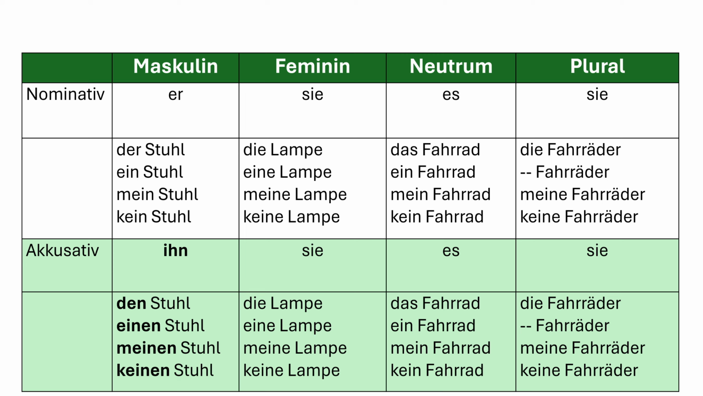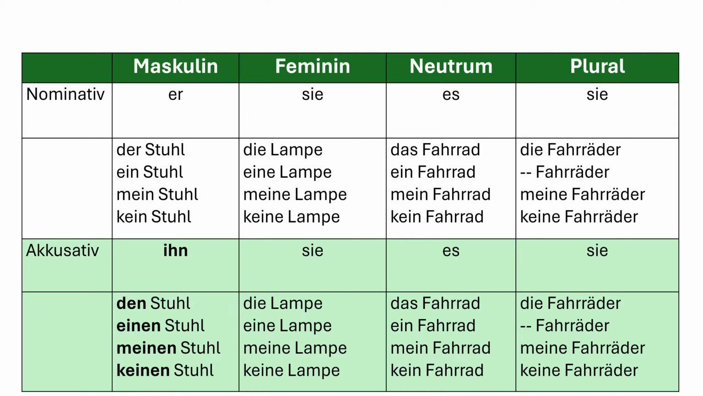Ein Stuhl, a chair. We haven't seen this form before, or we have, but we haven't really talked about it. Mein Stuhl. You can guess that means my chair, right? And then we have kein Stuhl, and that means no chair, or not any chair. Okay, so today we are going to spend some time looking at this third form that we see going across here.